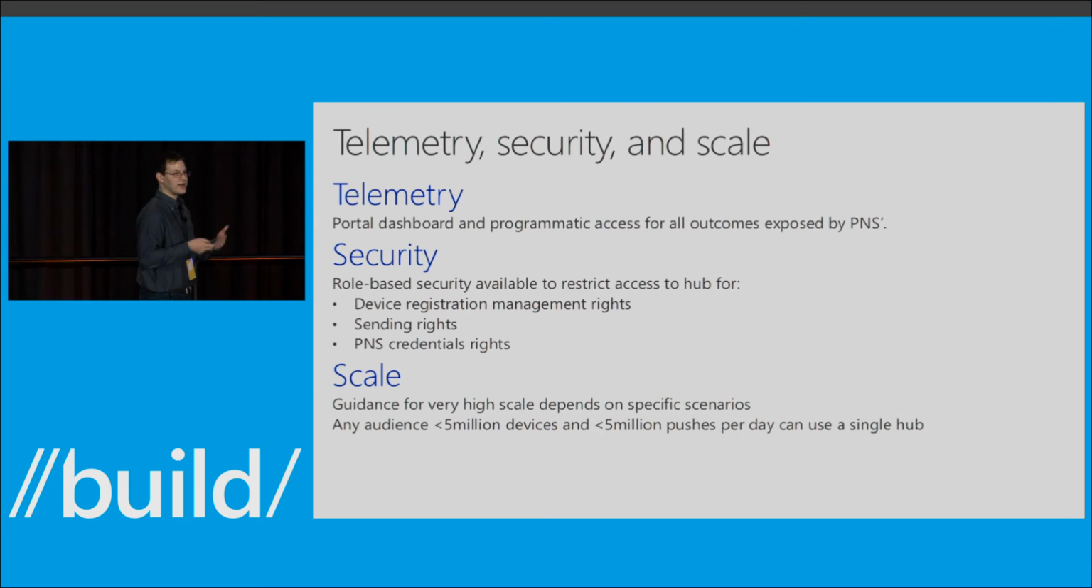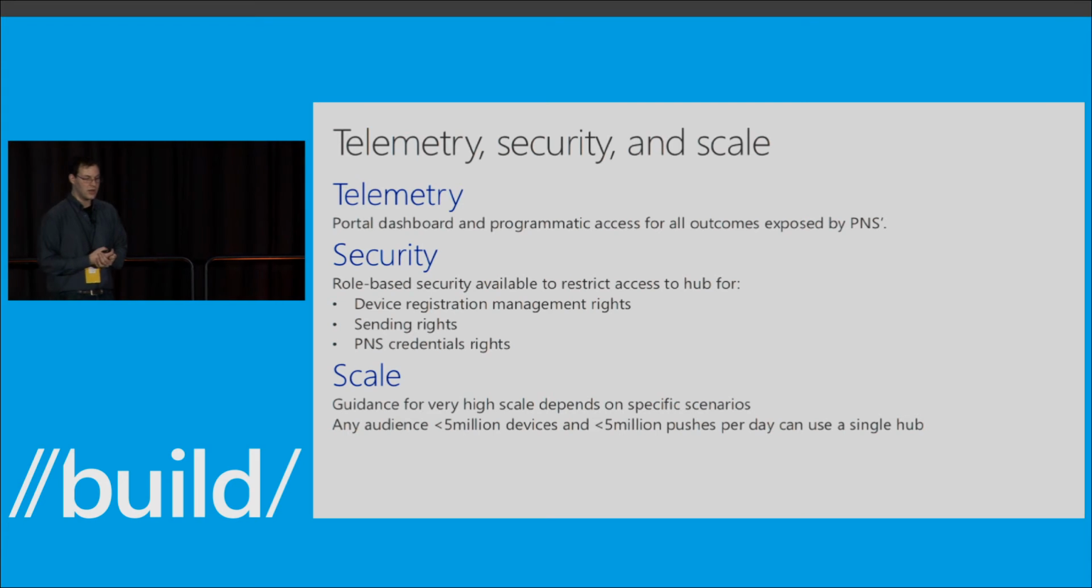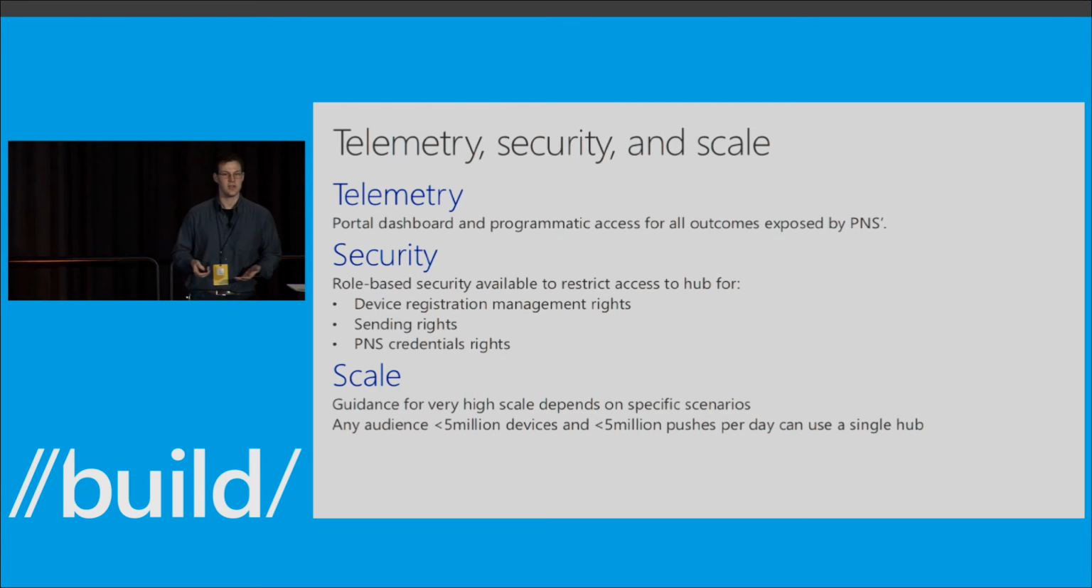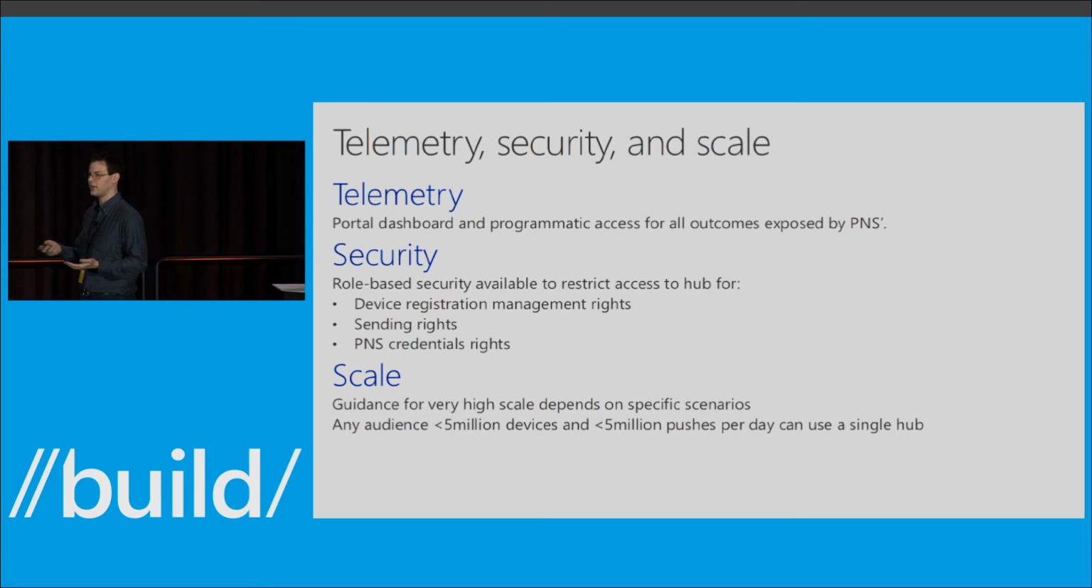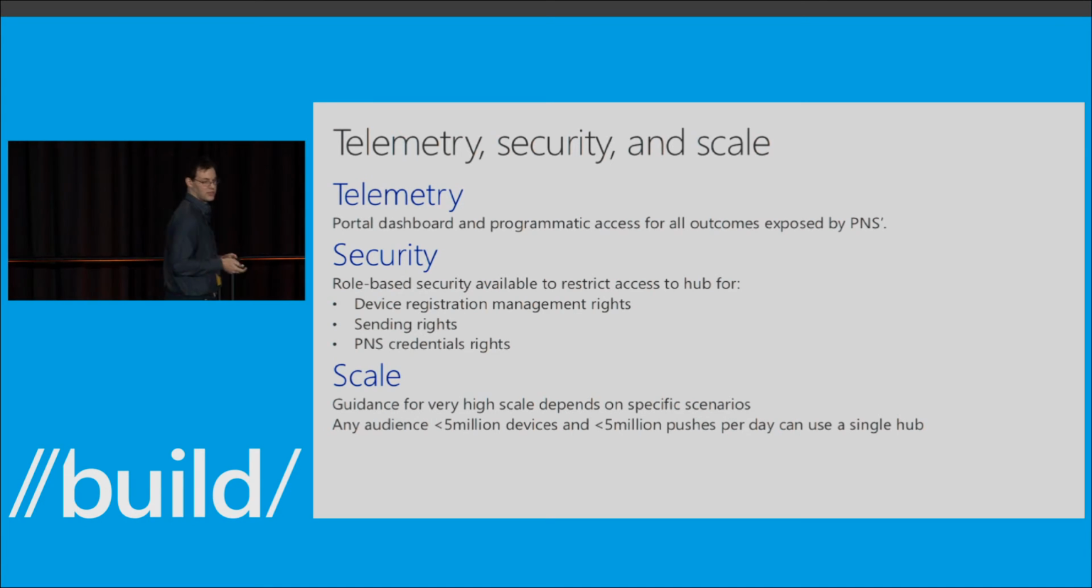And of course, scale. The guidance for very high scale, and by very high scale, I mean many millions, depends a lot on your scenario. So I cannot really say this is how you do it, because there are so many different ways to send push notifications. There are things like Winter Olympics, hundreds of interest groups, or just simple broadcasts, or just one-to-one. For those, please reach out to us, we're very eager to talk to you. But for anything that's just a few millions, you shouldn't try to create multiple hubs or do anything fancy. Our architecture is already scaled to handle those kinds of mobile scales.